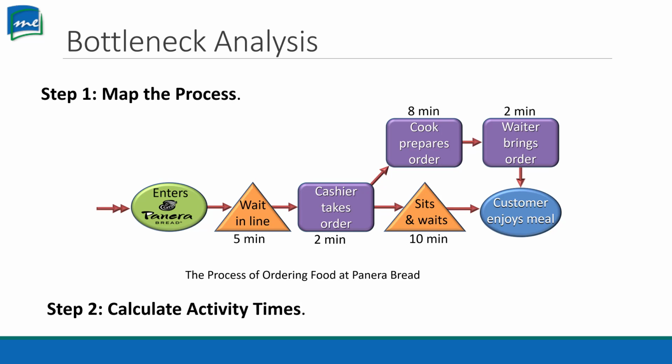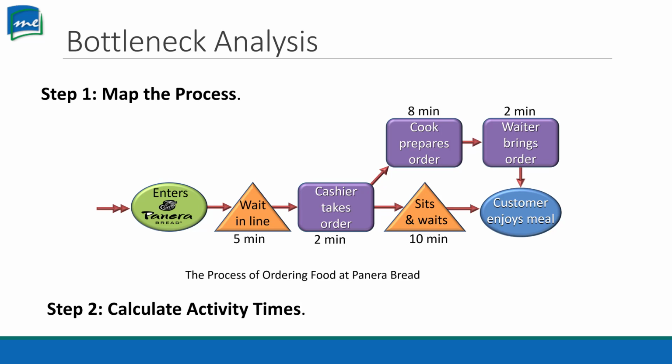On the screen, you can now see a process map, and they've labeled everything. You see the triangles, which indicate waiting, the rectangles, which indicate an activity, and then you have the ovals or circles that indicate a start and end of the process. So step 2 is we're going to calculate the activity times. That's already been added to this process map.